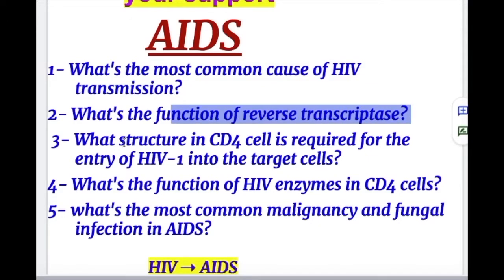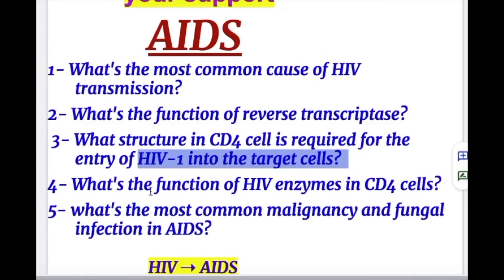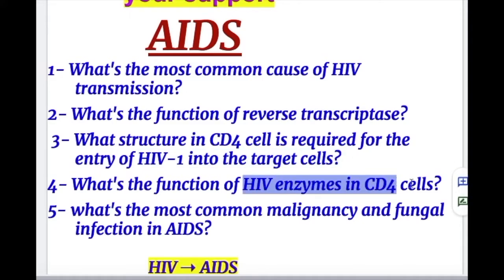Number 3. What structures in CD4 cell is required for the entry of HIV-1 into the target cell? Number 4. What's the function of HIV enzyme in CD4 cell? And number 5. What's the most common malignancy and fungal infection in AIDS?